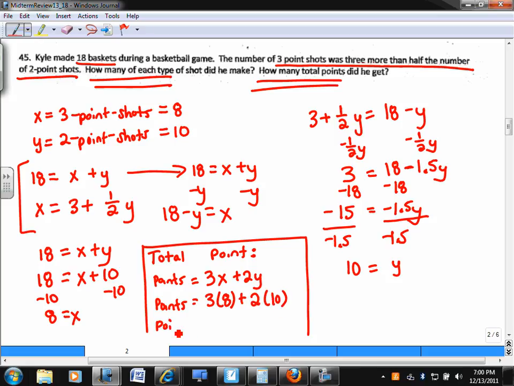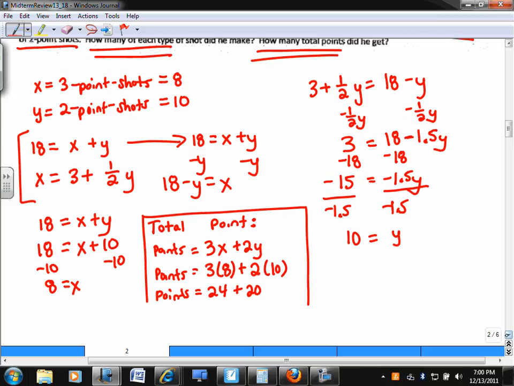So his points equal 24 plus 20. His total number of points in the game was 44. He made 44 points in the game by shooting 8 three-pointers and 10 two-pointers.